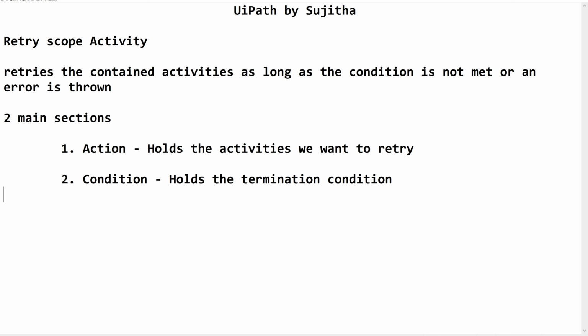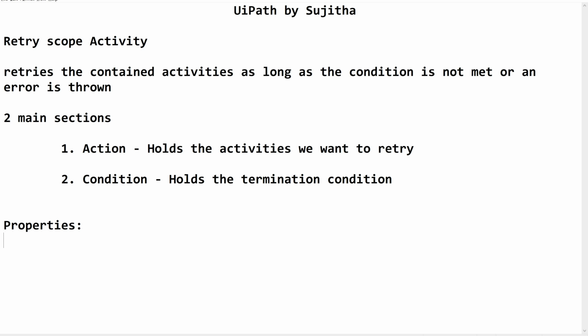Clear? Now I got a question. Okay, Sujita, you are telling that this keeps on retrying the set of activities. That means it keeps on executing the activities until the condition is met. What if the condition is never met? Is it going to result in an infinite loop, or is there a way we can come out of this retry? Yes, we can come out of this, provided we go to a few properties.